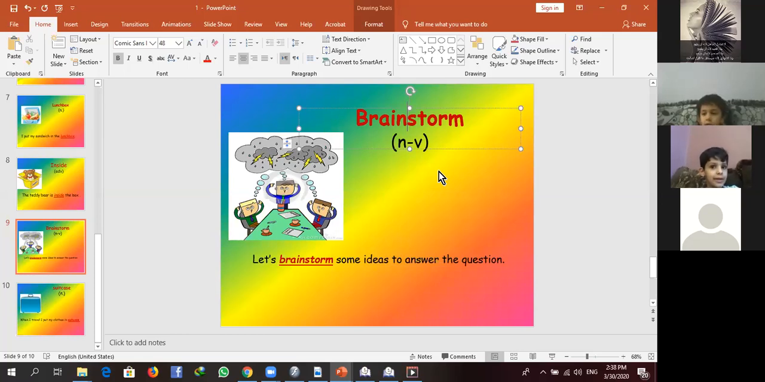Yes. That's the meaning of brainstorm. Brainstorm means you think in a smart way. That means you are so smart. You see the teacher when she is saying to you, you are so smart, dear. That means you are thinking in a good way. This is the same meaning of brainstorm. Brainstorm means think quickly and give me a good idea.